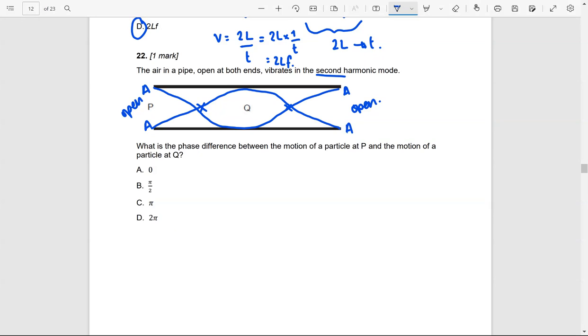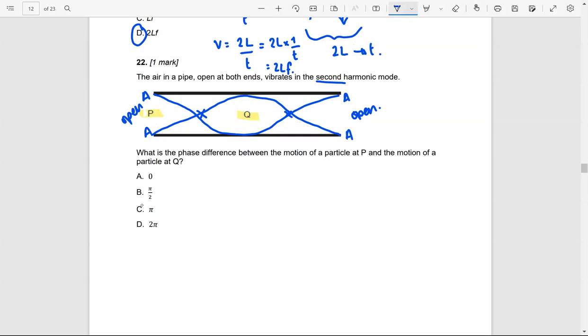Now I can quite clearly see that P is in one section and Q is in the next, the adjacent section. So it's pi radians. And the reason for that was in question 16. If you look at the previous video, question 16, I explained why in a little more detail.